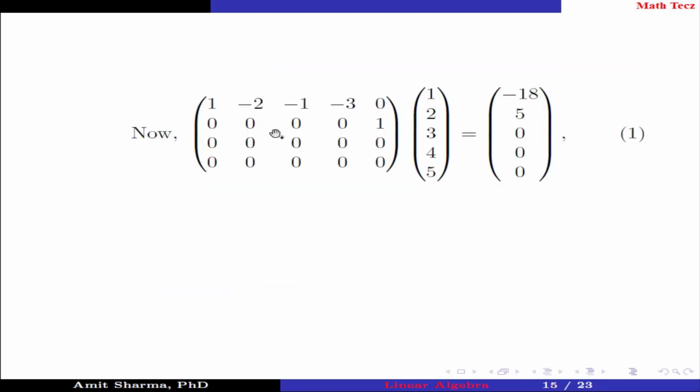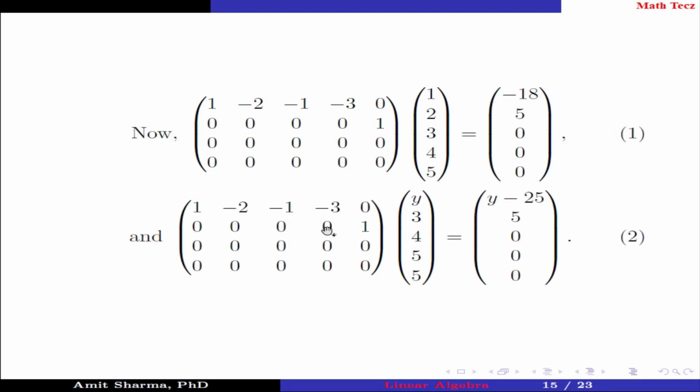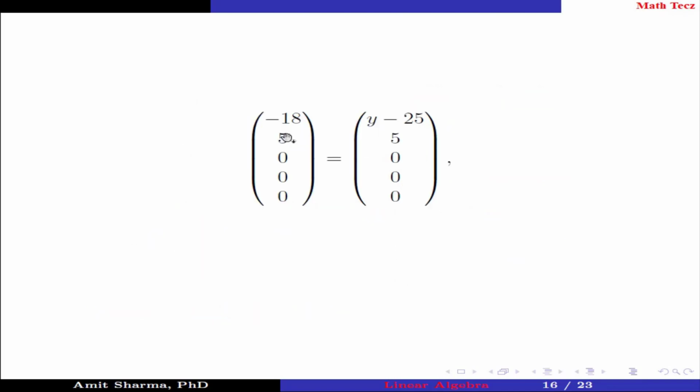Now, we multiply R with the solution C. We get the matrix having elements minus 18, 5, 0, 0, 0. And R with the solution D, we get the matrix having elements y minus 25, 5, 0, 0, 0. From equation 1 and 2, the two matrices are equal, which implies y minus 25 equals 8 minus 18. Therefore, y equals 7.